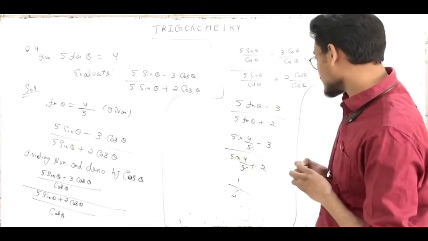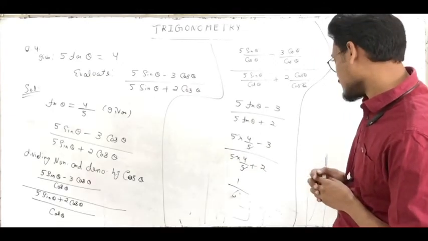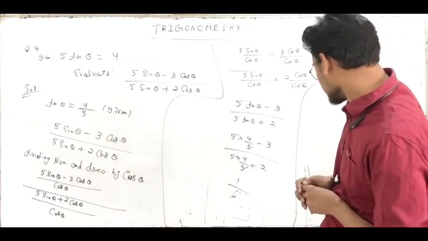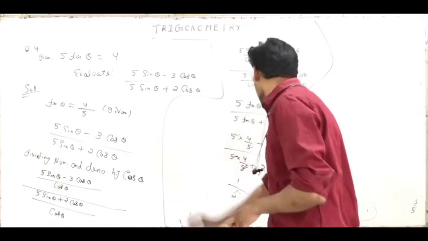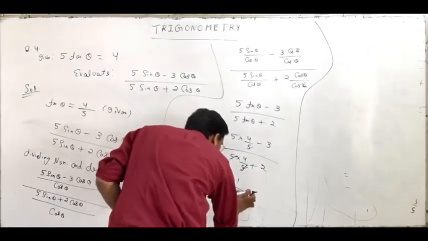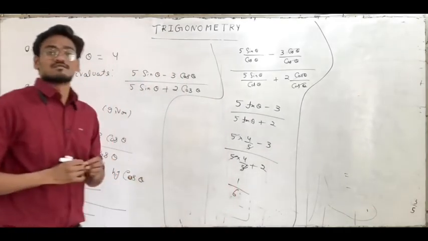Let me check. Yes. 4 minus 3 is 1 and 4 plus 2 is 6. Okay. So answer is 1 upon 6. Note it down.